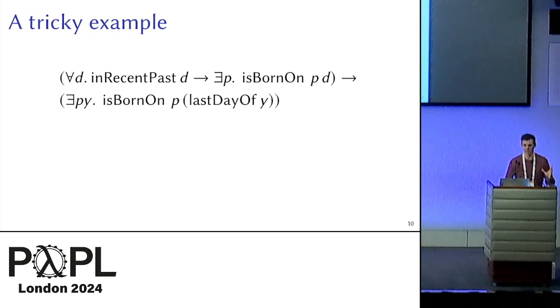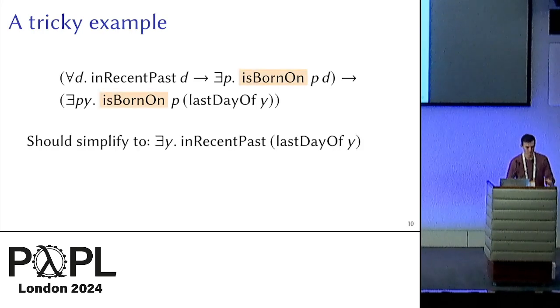So if you think about that for a while, hopefully you'll come up with: there exists a year such that the last day of that year is in the recent past. So if you take this apart and plug it into the hypothesis, you get indeed a person born on the last day of some year.